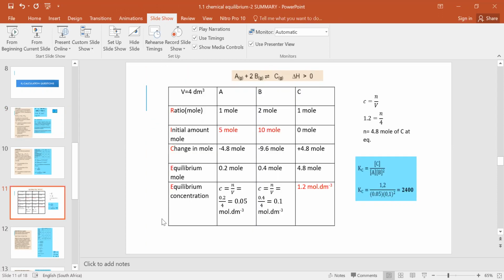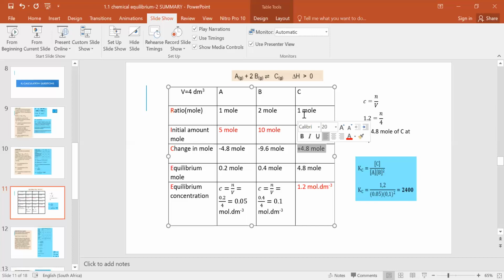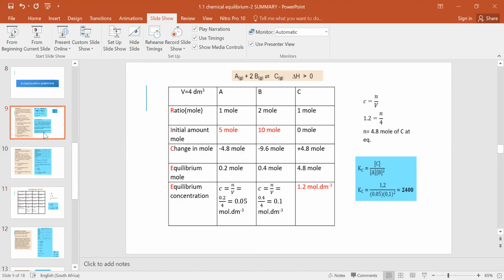Look at here, 4.8 moles of C produced, okay? What is the mole ratio? 1 to 2, 0.96 moles of B used, okay? 9.6 moles of B used, okay? And then 4.8 moles of A used, okay? So I'm going to use the similar ratio here, okay?